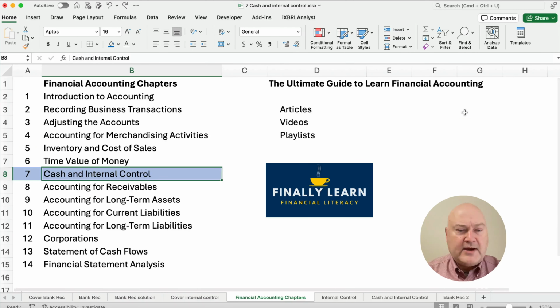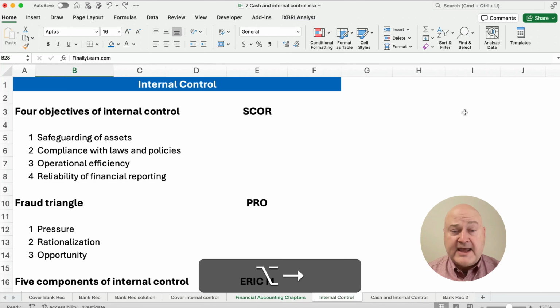So here's where we're located. We're doing the financial accounting chapters right now. Cash and internal control is chapter 7. I've got articles and videos and playlists, so that's going to be helpful if you're trying to learn accounting.